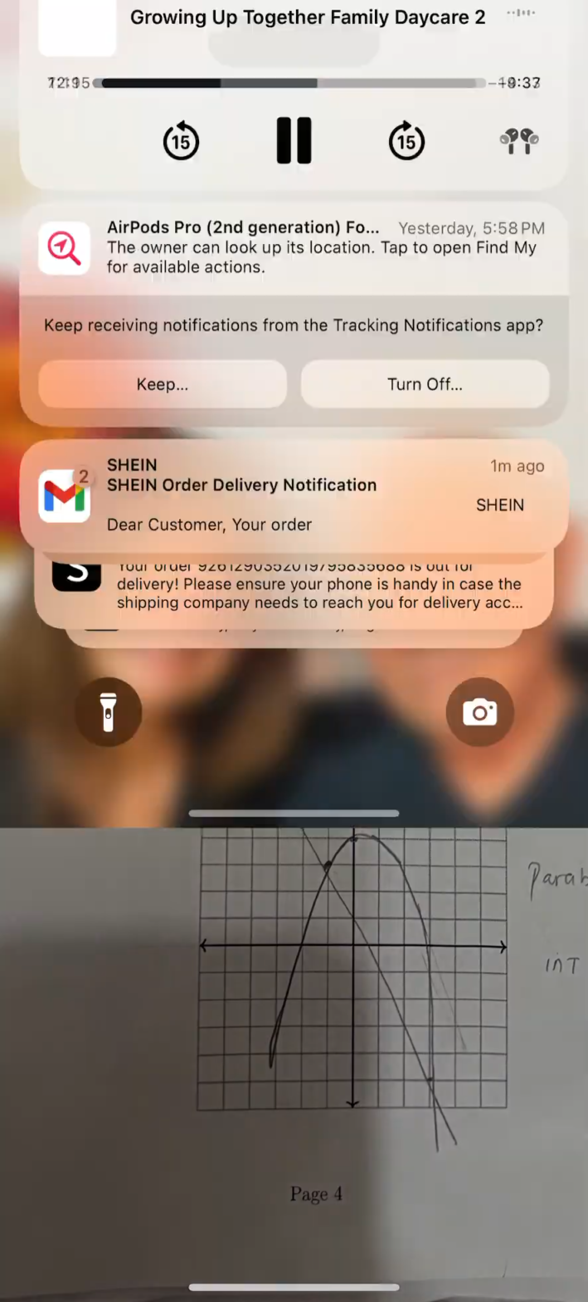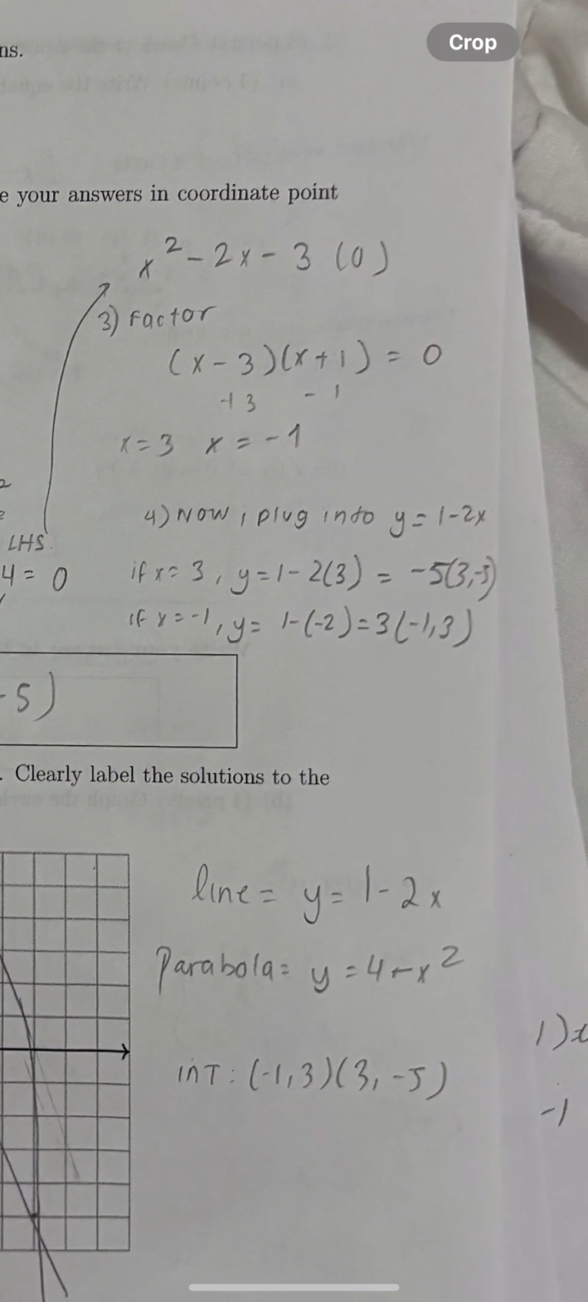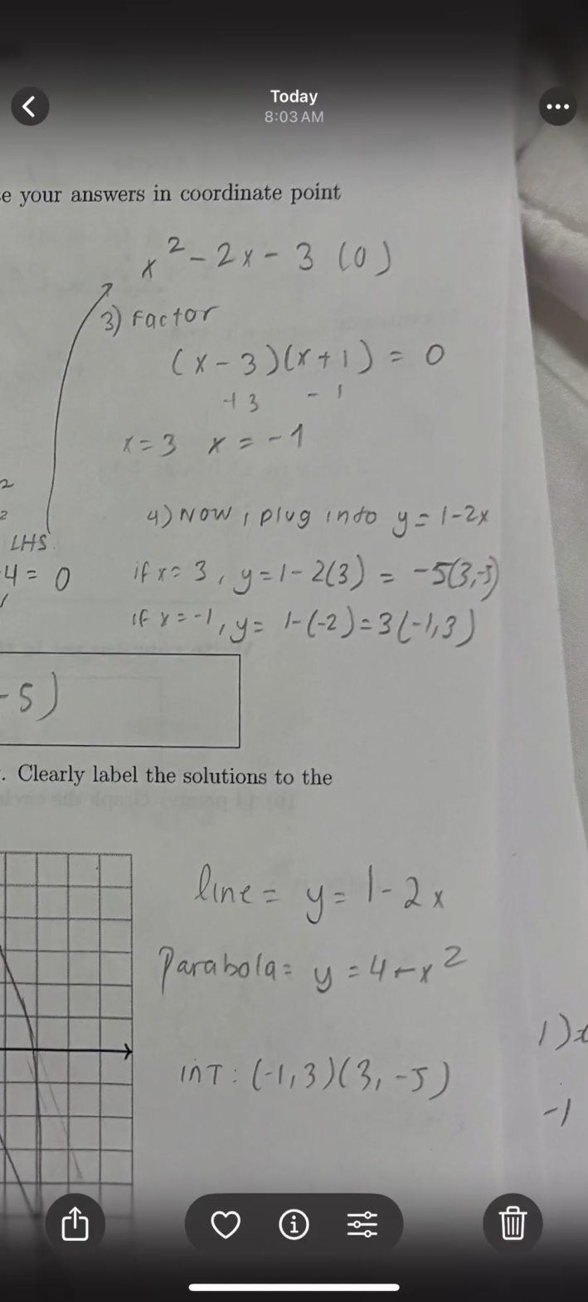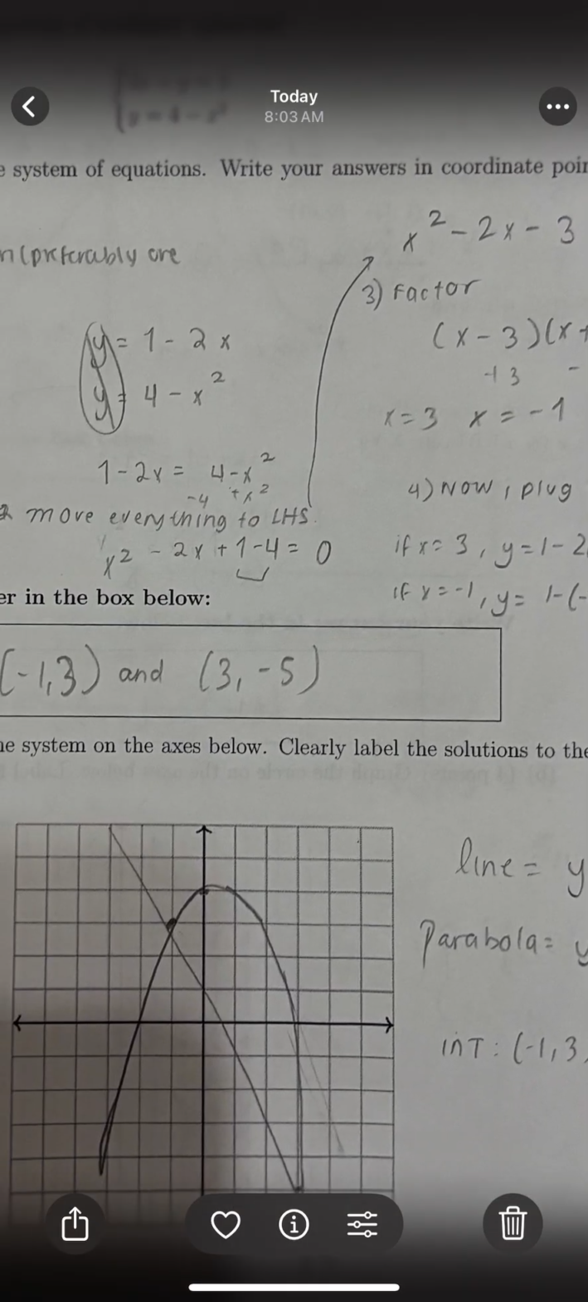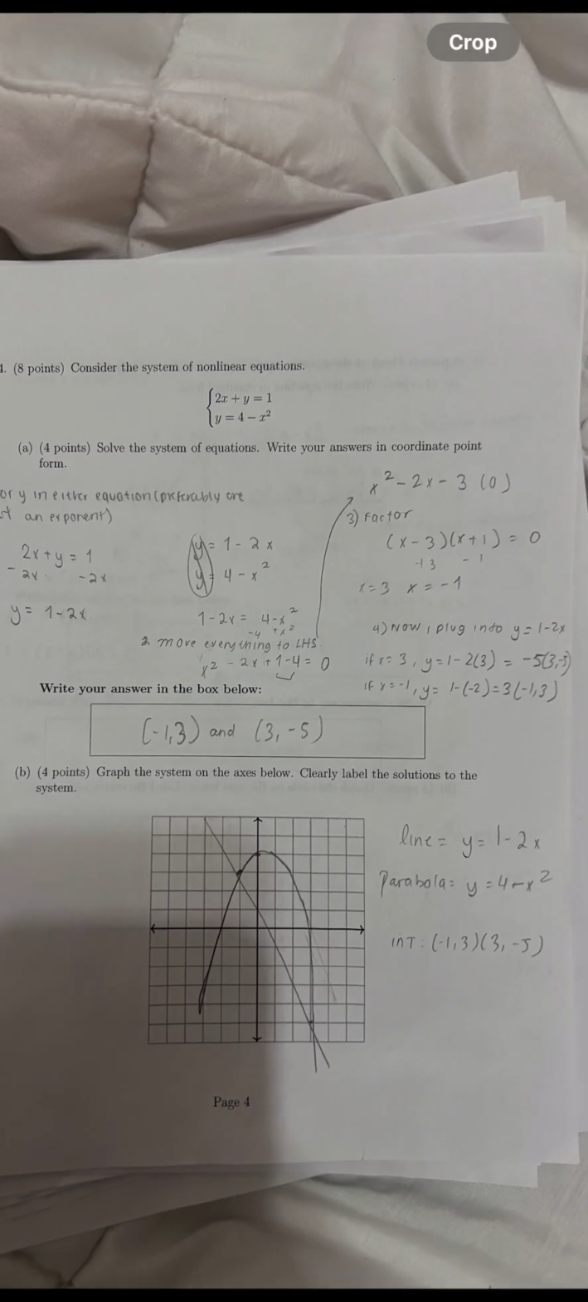We want to simplify this. We're left with x squared minus 2x minus 3, and we want to factor. When we factor, we get x equals 3 and x equals negative 1. Then we plug into the first equation that we got, which is y equals 1 minus 2x. If x equals 3, we plug in the x's and we get negative 5 as the y value, so 3 comma negative 5. If x equals negative 1, we plug in as well and we get negative 1 comma 3.